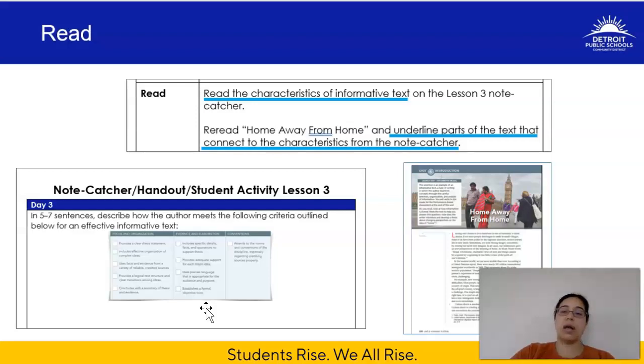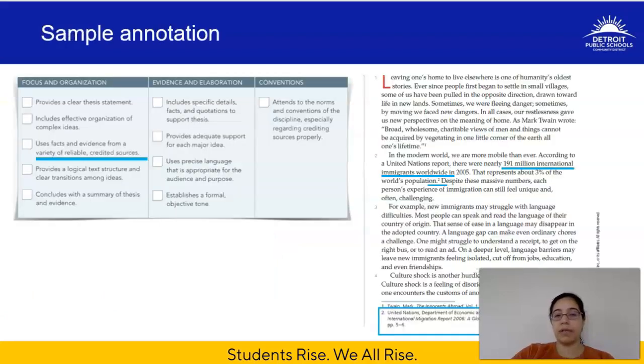Once you read that table and you've learned a little bit more, or you've reminded yourself about what informative texts are, then you will reread Home Away from Home and annotate, make notes in the margins, or underline parts of the text that connect back to those characteristics that you just learned about. Before you get started, though, I will do a sample for you so you can see what this might look like.